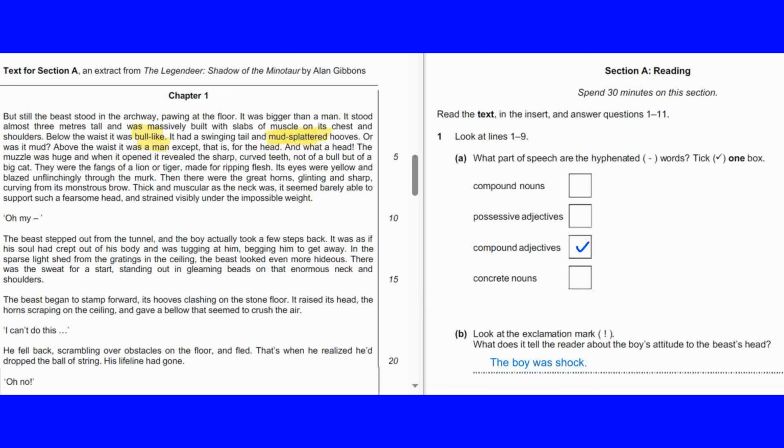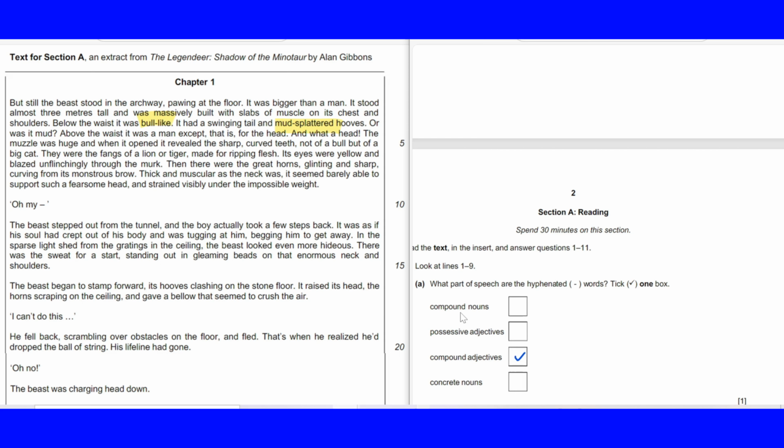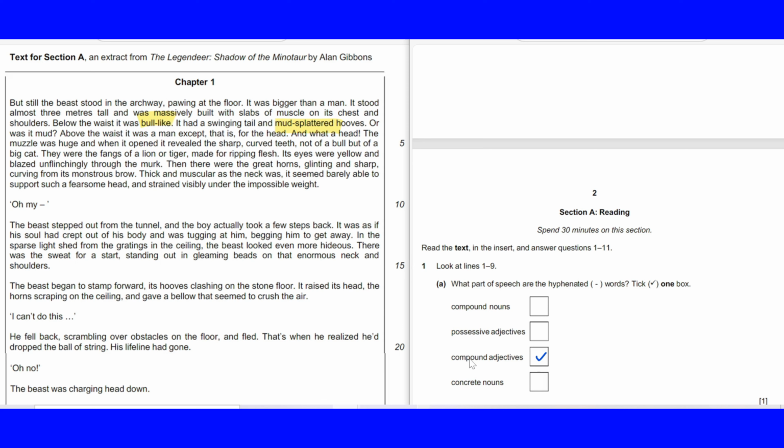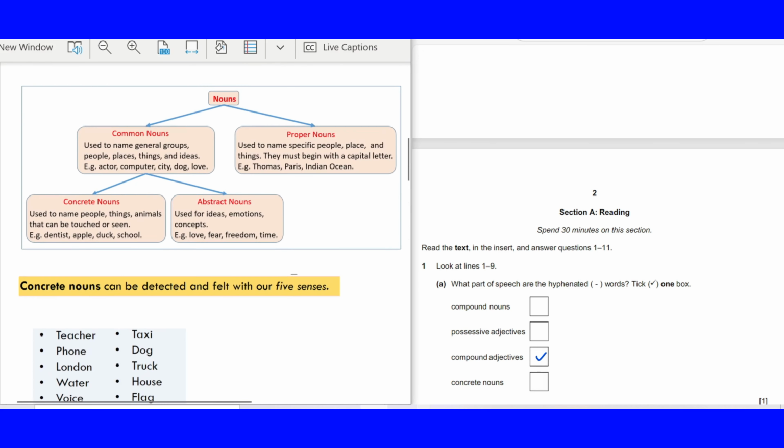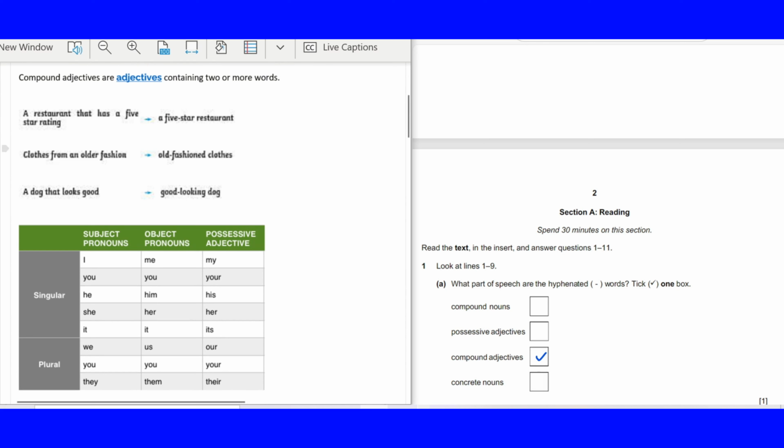Okay, let's take a look at the answer, guys. It's a compound adjective. So our answer for question number one is compound adjective. It was bull-like and mud-splattered hooves. Let's take a look at what those are. Compound adjectives are adjectives containing two or more words. For example, a five-star restaurant, a restaurant that has a five-star rating. Old-fashioned clothes, meaning clothes from an older fashion. Good-looking dog, a dog that looks good. So those are compound adjectives.